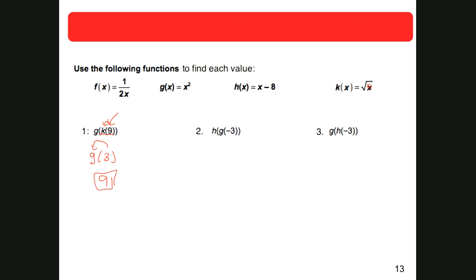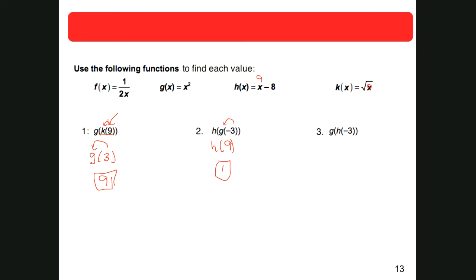This problem here, now these are called composite functions because it's a function inside a function. So here it's asking me to put negative 3 into the g function. So negative 3 squared is 9. And then now it's telling me to put 9 into the h function. Well, the h function is here, so 9 minus 8 is 1.